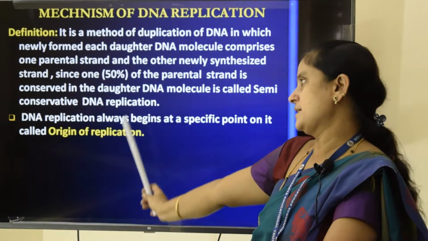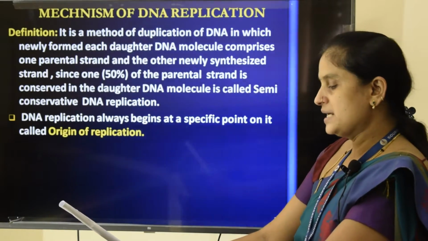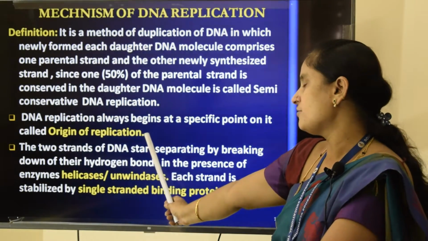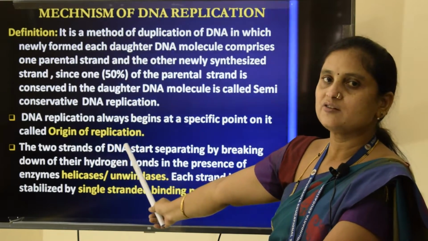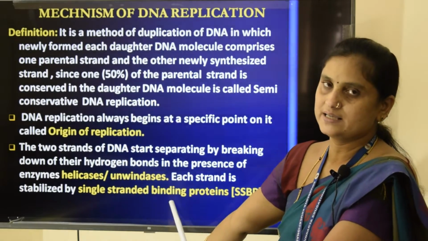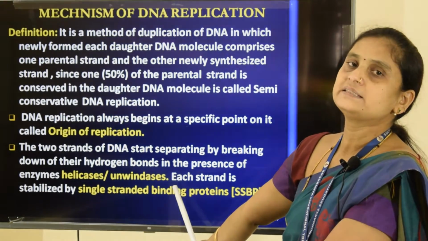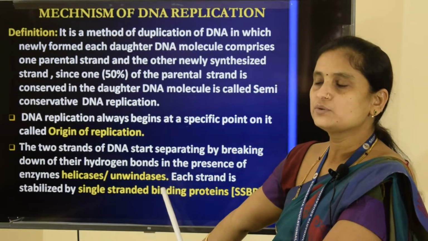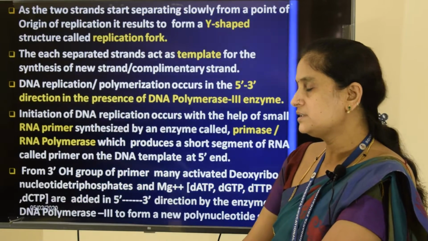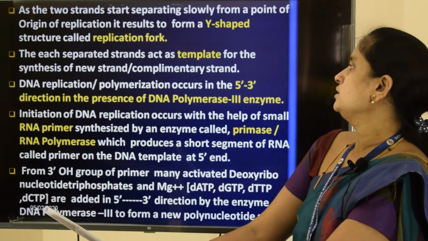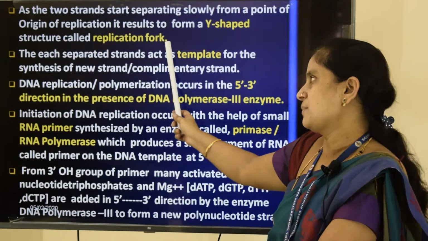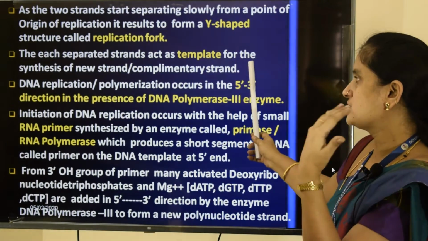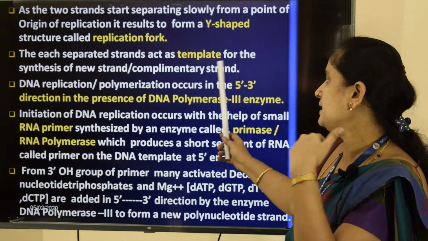Now, DNA replication, as I've mentioned, always begins at a specific point called the origin of replication. As soon as the origin of replication is detected by the helicase enzymes, they bind to it and start moving along the double-stranded helix of DNA. As they move, the two strands of the DNA get separated to form a Y-shaped structure called the replication fork. Then each separated strand acts as a template on which the new complementary strand is going to be synthesized.